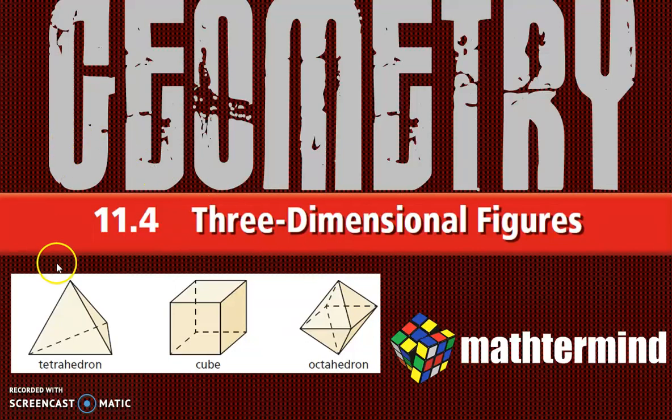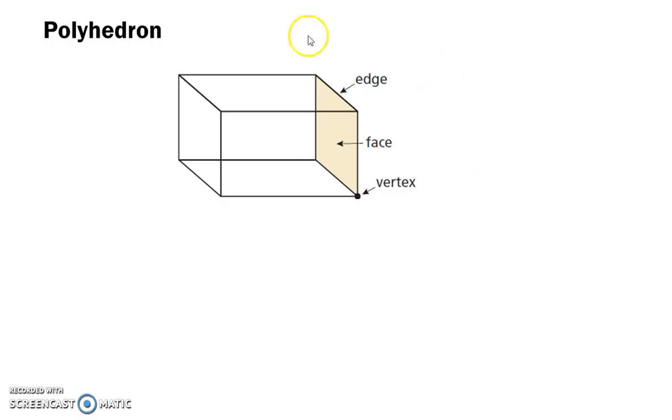We're in Chapter 11, Section 4. We're looking at three-dimensional figures. So we are looking at two different types. One of them are polyhedrons or polyhedra. A polyhedron is made up of polygons as its faces.